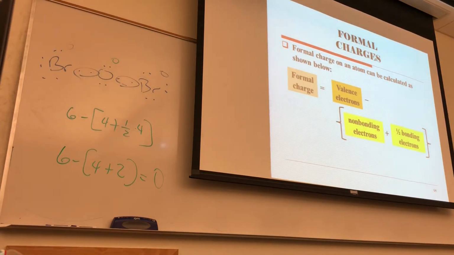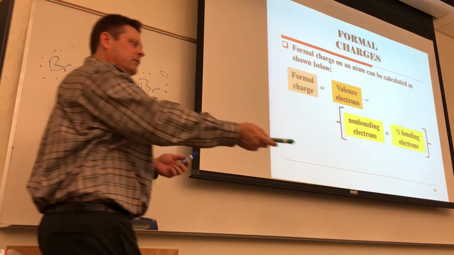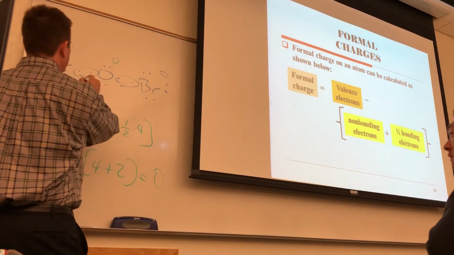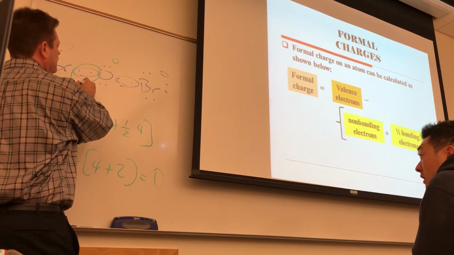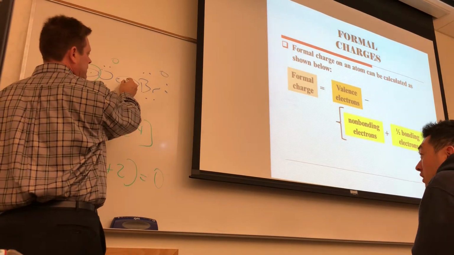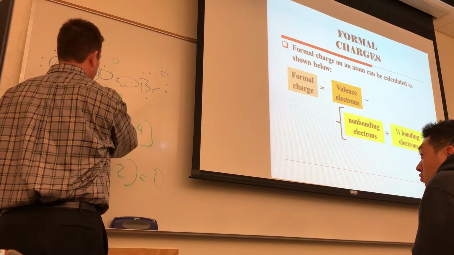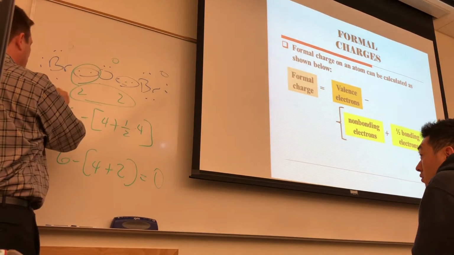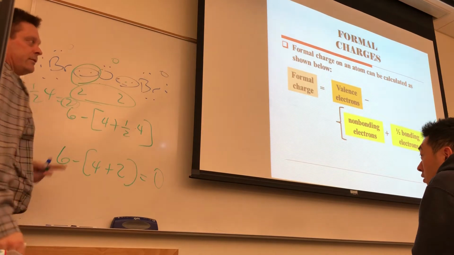That's how you determine the formal charge of each atom, and I'm going to put this together to show why we're doing this. But this is how you determine the formal charge of each atom in a compound. I don't get the 1/2 bonding electron. Is this a bond? That's a bond. How many electrons? 2. Is this a bond? Yeah. How many electrons? 2. How many total electrons are in these bonds? 4. So 1/2 of 4 is what? 2. That's the way to say it.